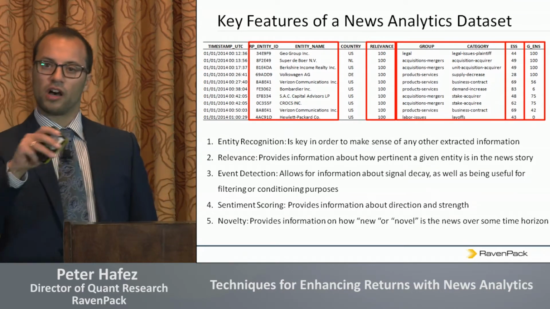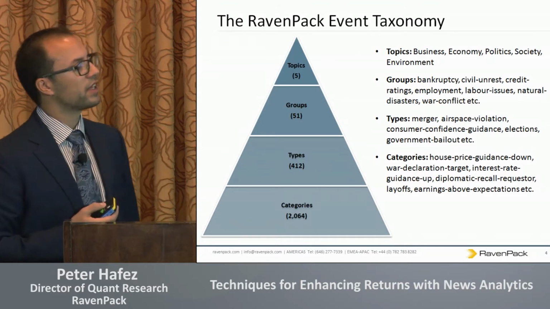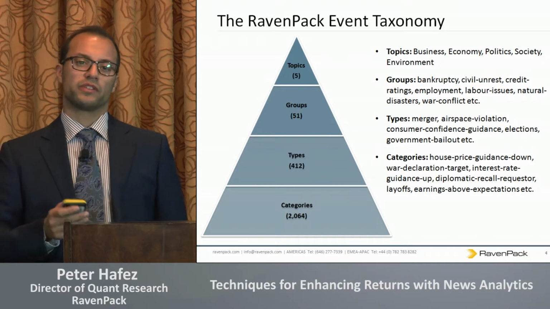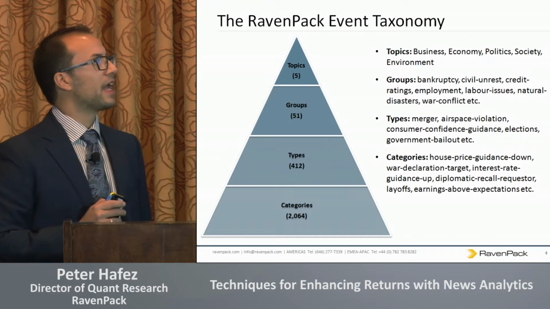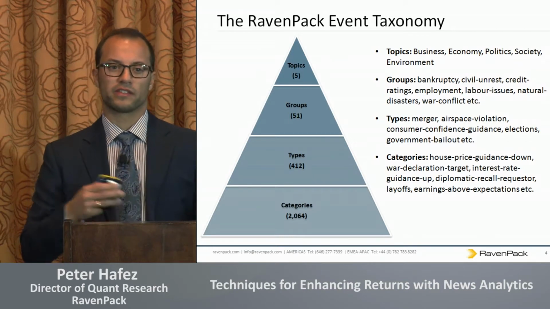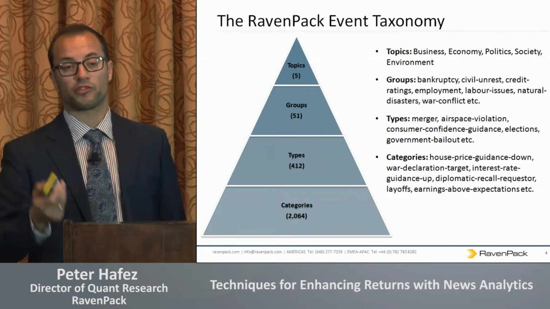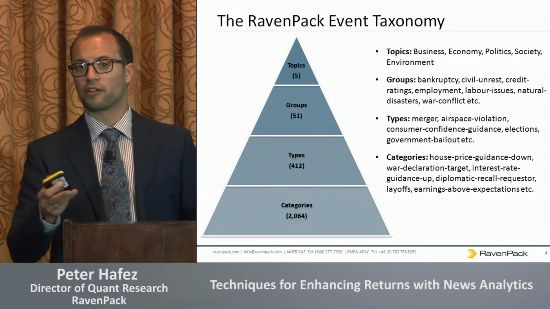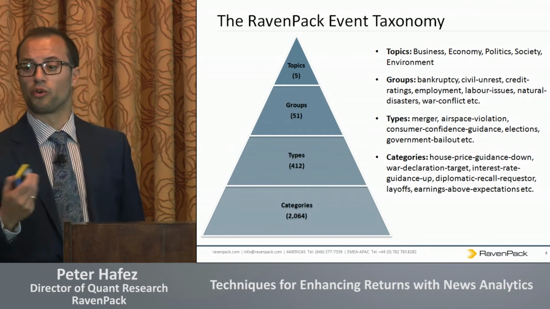Having covered those, I'm just quickly going to present a little bit on the event taxonomy. RavenPack covers more than 2,000 different types of events in the news, market-moving events. And of course, you don't necessarily always want to work at the most granular level. In many cases, in our research, we end up aggregating the different events into broader groups.